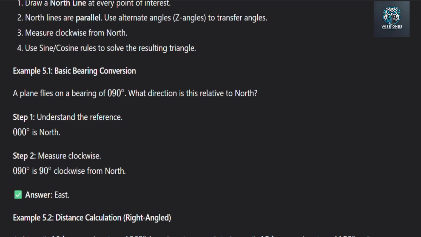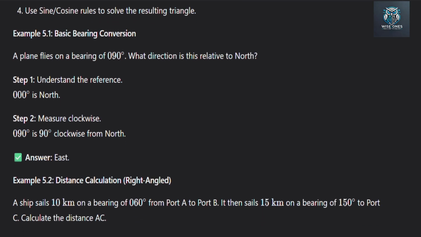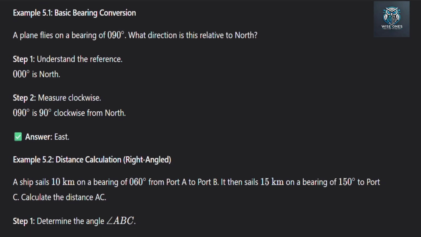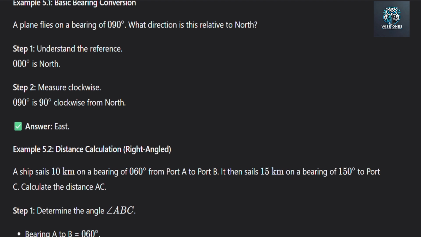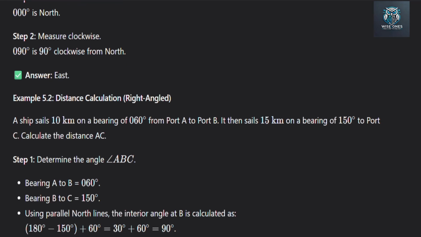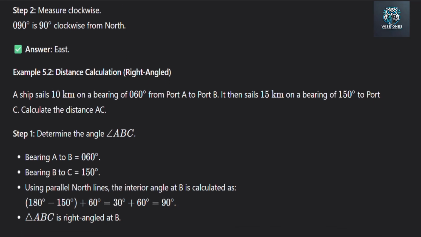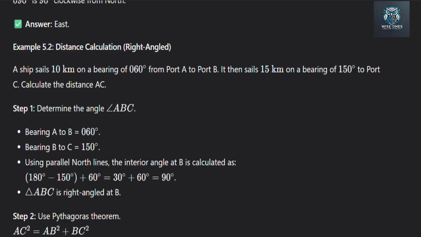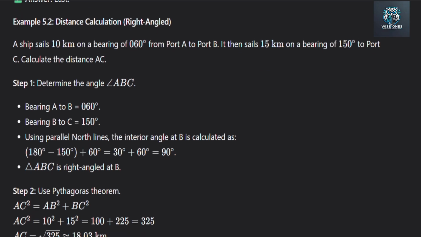Let us look at example 5.1, basic bearing conversion. The question is, a plane flies on a bearing of 090 degrees. What direction is this relative to north? Step 1, understand the reference. 0 degrees is north. Step 2, measure clockwise. 090 degrees is 90 degrees clockwise from north. 90 degrees clockwise from north is east. Answer: east. This is a simple one to help you visualize.